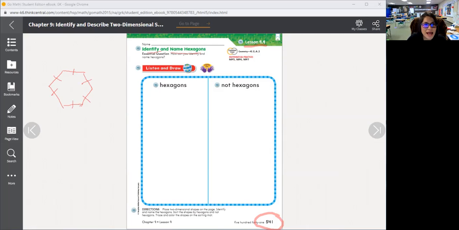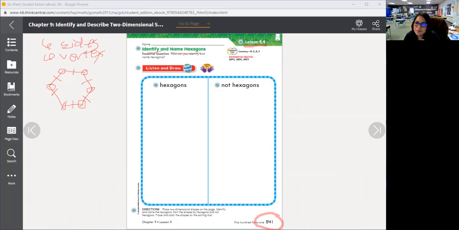A hexagon also has 6 points, vertex, okay? Remember, a vertex is when 2 lines meet and they connect. That corner is a vertex right there. 1, 2, 3, 4, 5, and 6. That's where 2 lines meet. That point is the vertex. So it has 6 sides and 6 vertex. That is what a hexagon has. Kind of looks like a stop sign, okay?